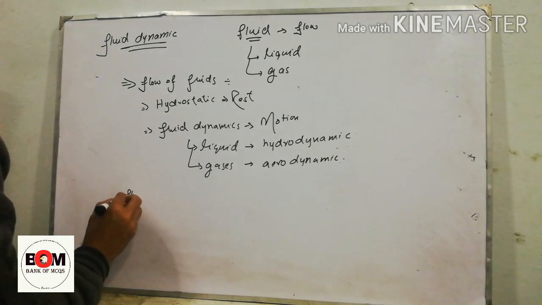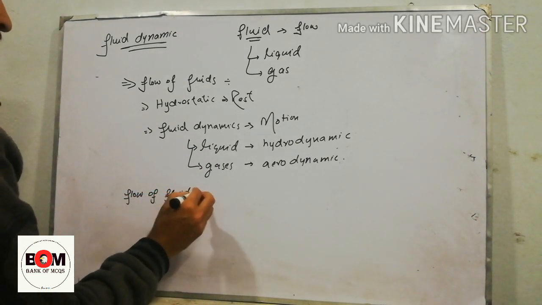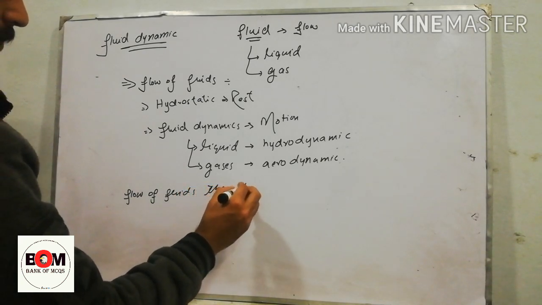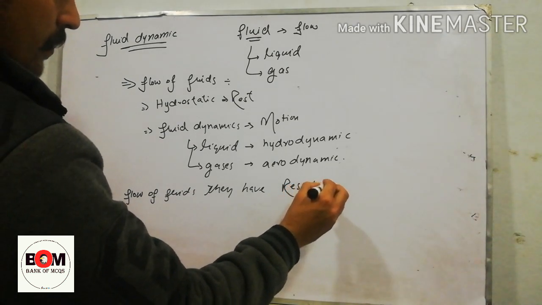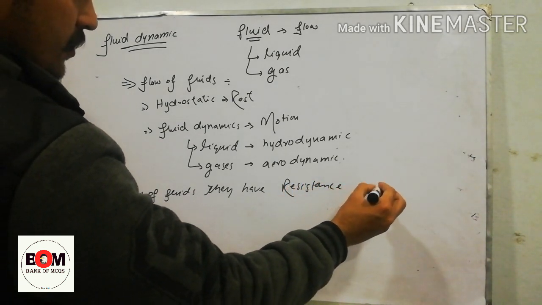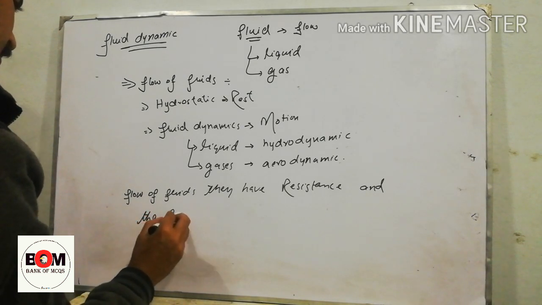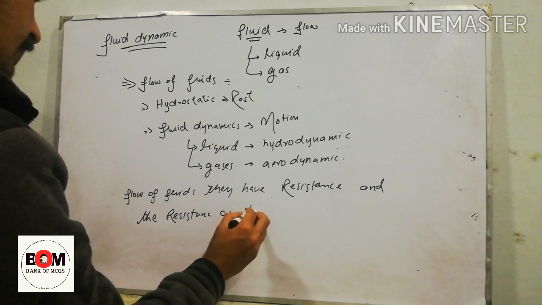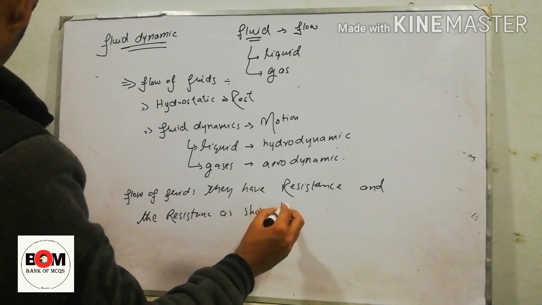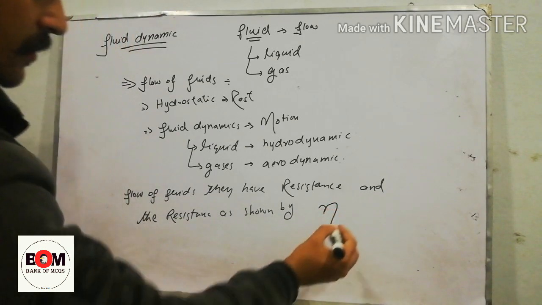Whenever there is flow of fluid, there is some sort of resistance, and the resistance to flow is shown by the coefficient of viscosity, that is represented by eta.